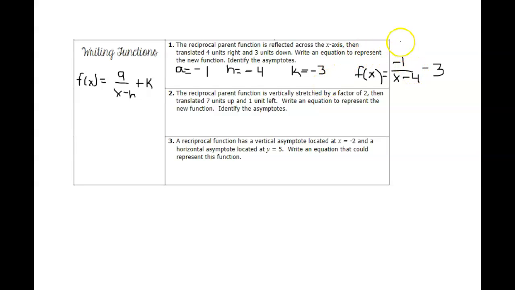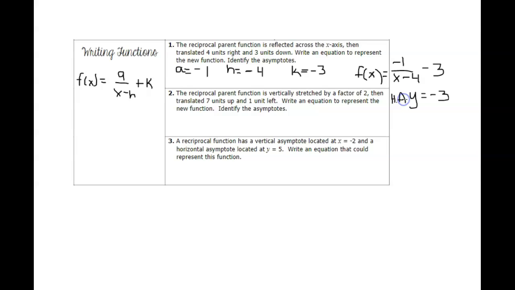Now, if I think about my asymptotes, first I'm going to talk about my horizontal asymptote. Remember, my horizontal asymptote is determined by my k value, how far the graph is shifted up and down. I know that is negative 3, so my horizontal asymptote is at y equals negative 3. I'm just going to put HA.